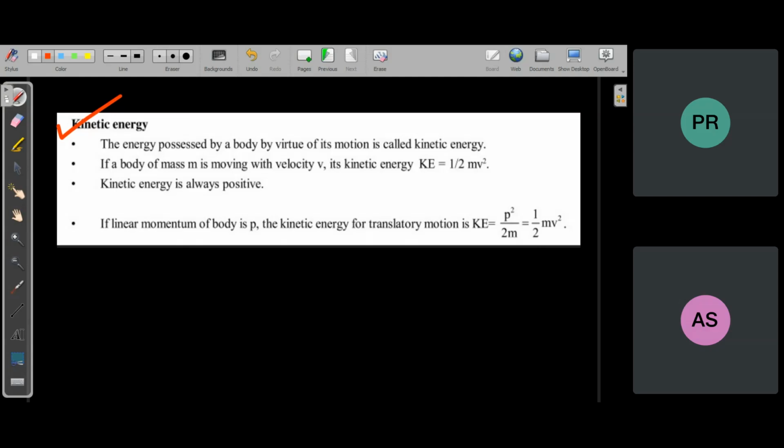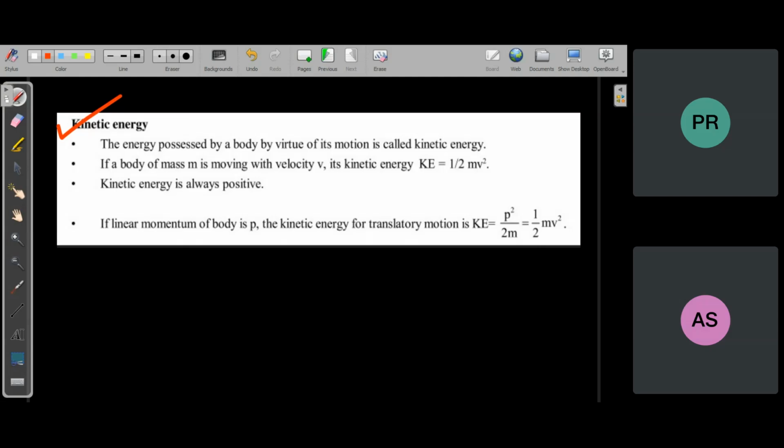Sir, if velocity is varying, then how can we define kinetic energy? Not velocity varying, it is due to motion. Yes, I'm coming to the mathematical part. But here you have to understand that if the velocity is varying, then also the body is moving. So it will have kinetic energy.